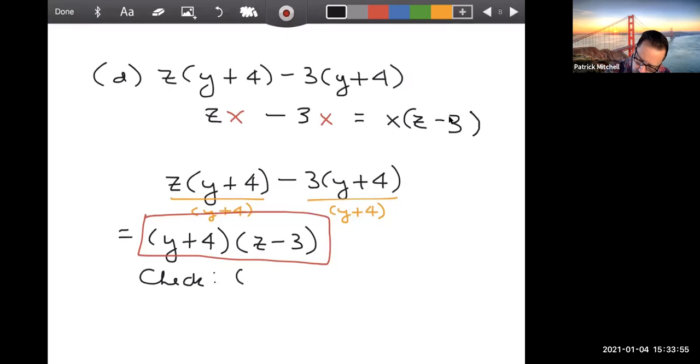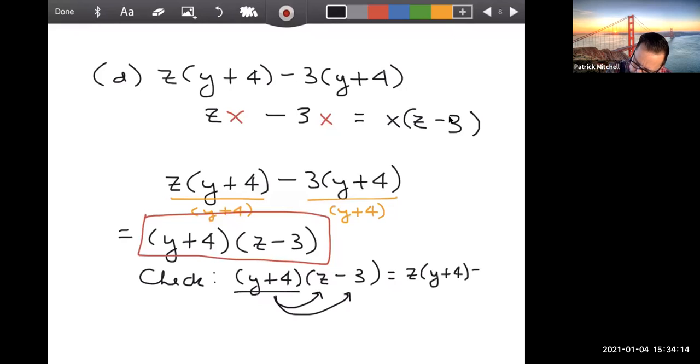I'm going to take my y plus 4 times z minus 3. I am going to distribute the y plus 4 here and here. And what that gives me is z times y plus 4 minus 3 times y plus 4. Now, if you were multiplying these binomials together, you would continue with distributing the z and the minus 3. Okay, but we're actually going to stop right here because that is my original problem.